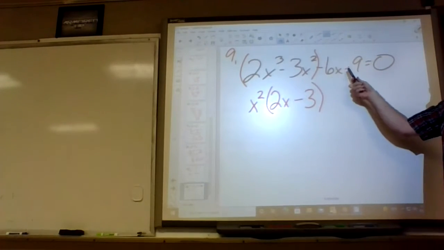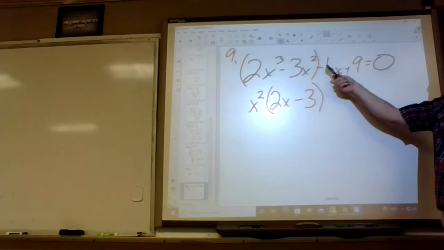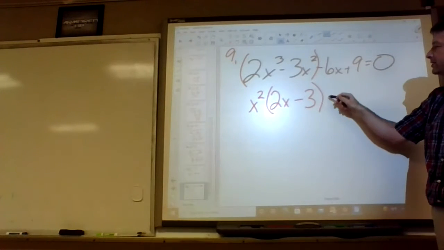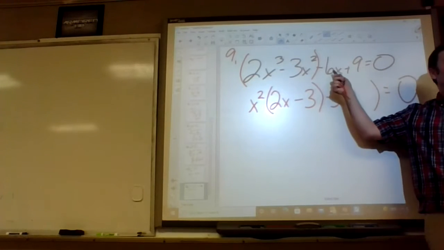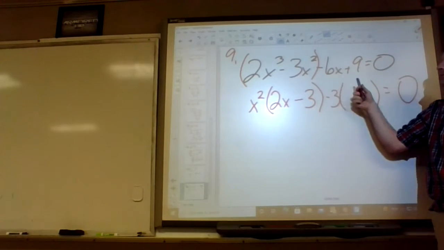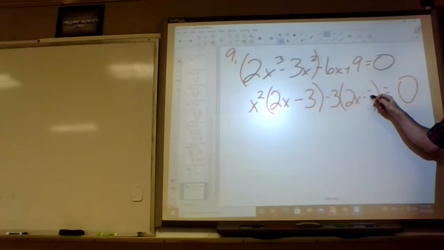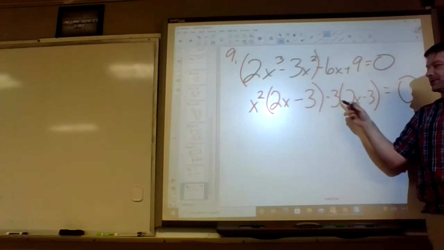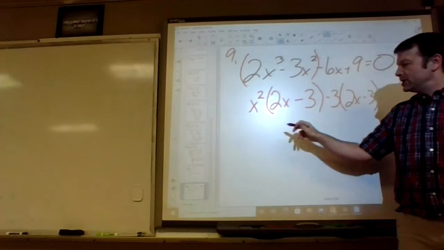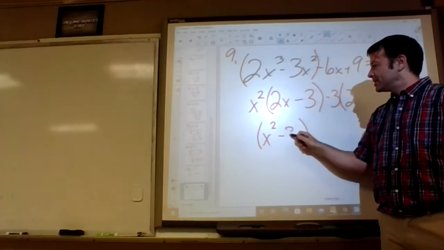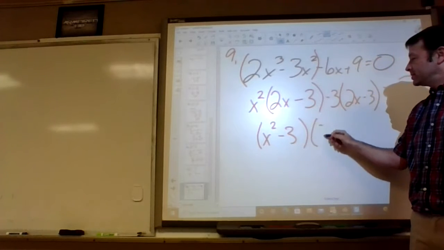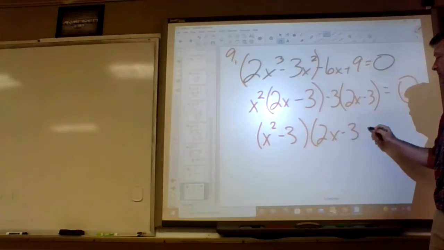What can I take out of these two? 2. Right, since that's negative, take out a negative. If I divide these by negative 3, what do I get? 2x minus 3. Okay, remember that if you do it right, these two should be the same. Remember how we did this one? You put the outside stuff in the first parentheses and the inside stuff in the other parentheses.